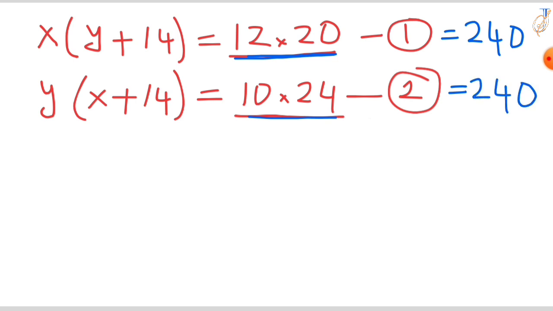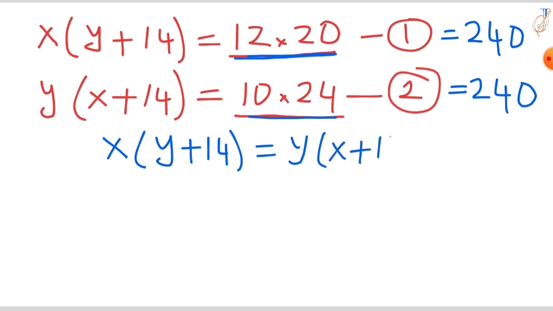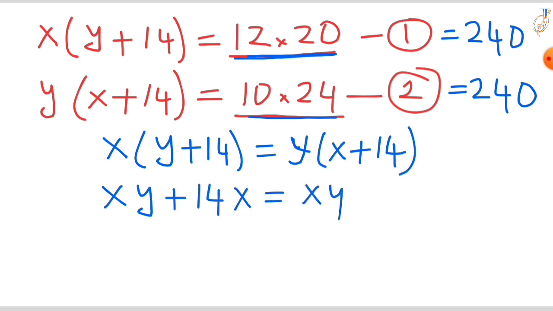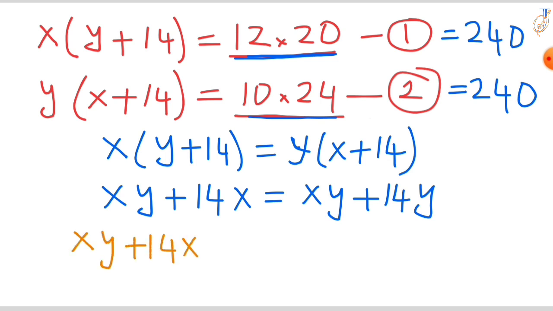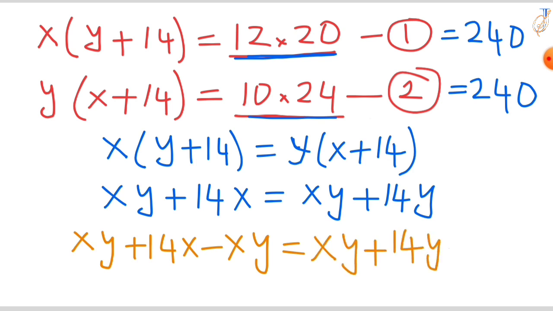Now, it's so simple to solve X and Y values. If RHS is same, that means our LHS is also same. So write this. X times Y plus 14 is equal to Y times X plus 14. Expand this term. XY plus 14X is equal to XY plus 14Y. Subtract both sides by XY.